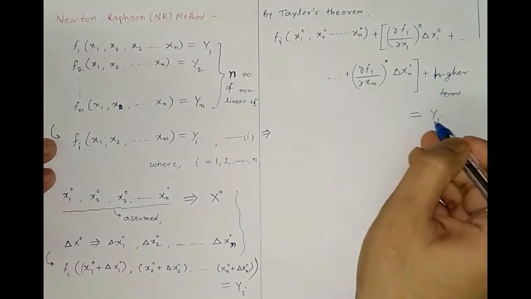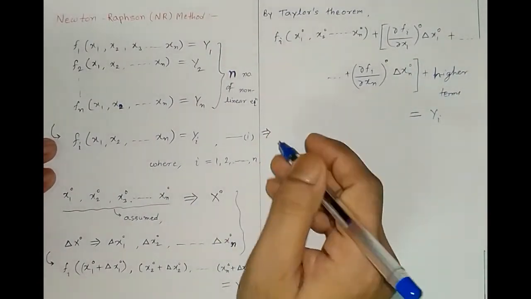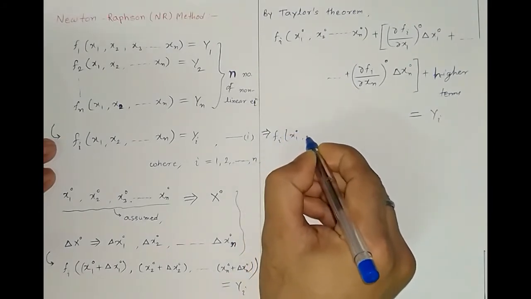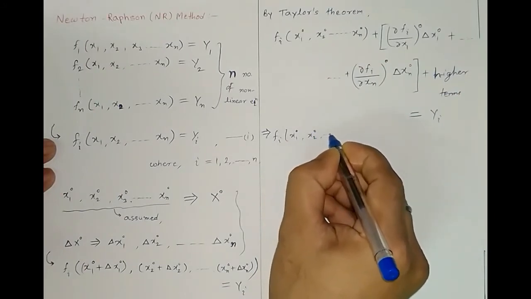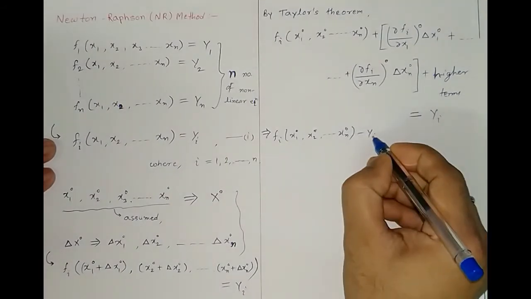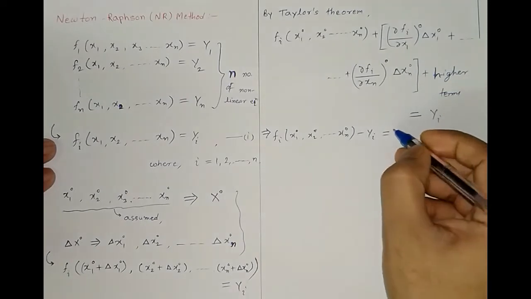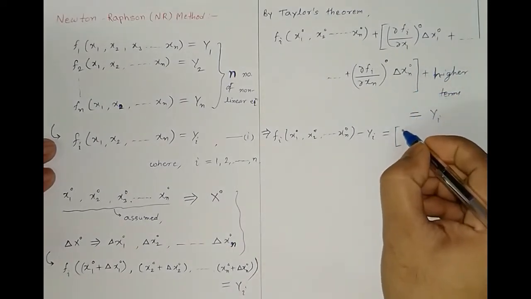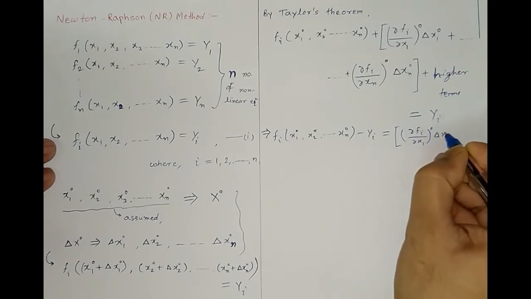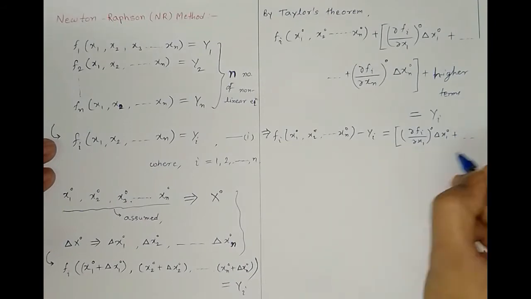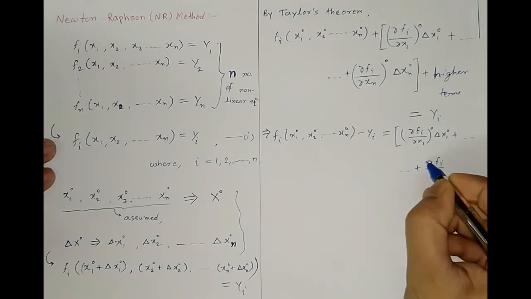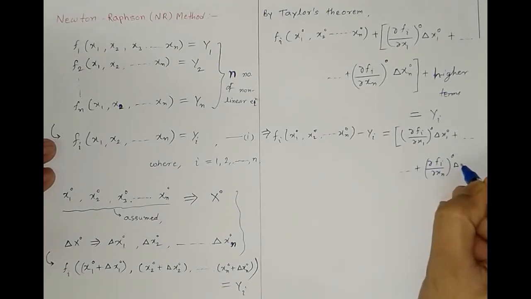First of all, just separate this equation into left and right sides. Then this will be fi(x1 0, x2 0, and so on xn 0) minus yi. This is equal to what? del fi by del x1 0 delta x1 0 plus and so on, del fi by del xn 0 delta xn 0.